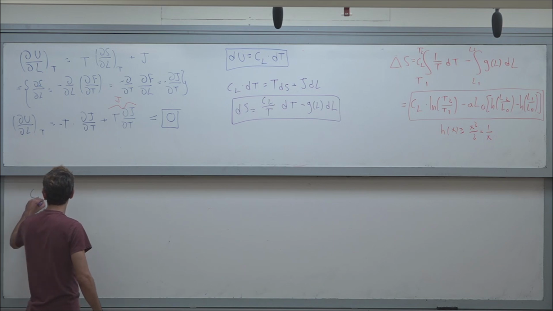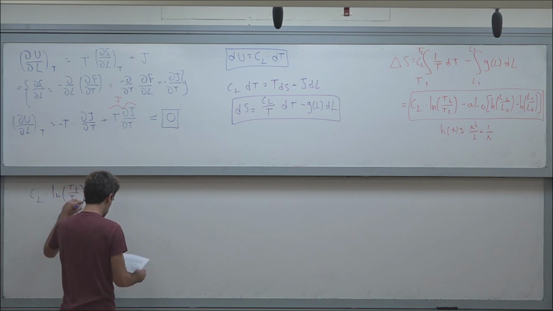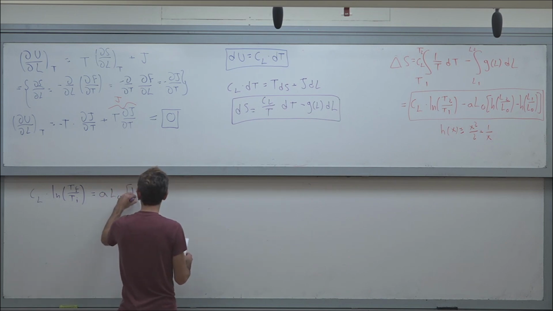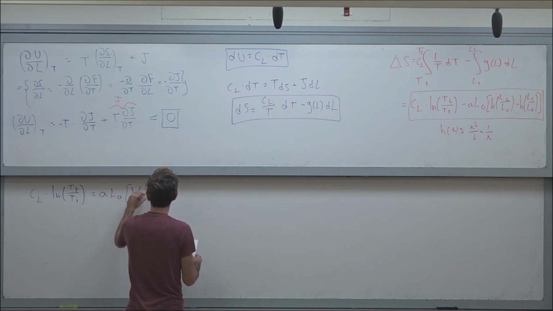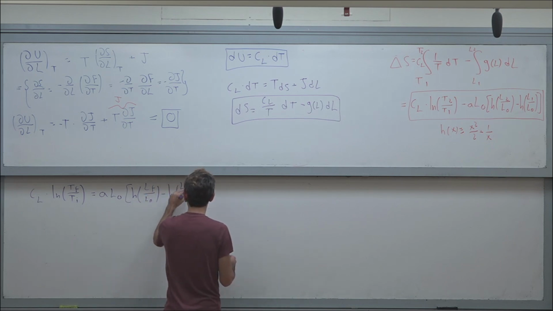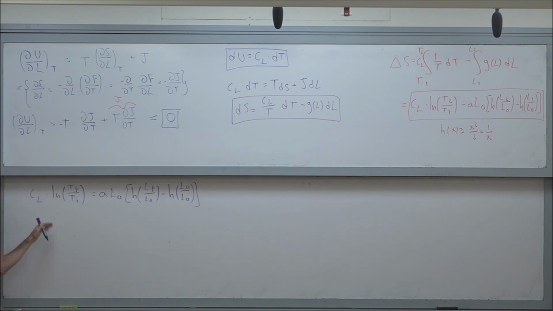So we have C_L times ln of T final over T initial equals A L naught times H of L final over L naught minus H of L naught over L naught, which is just 1. And now you probably forget why we started all this. We want to find the final temperature, so we can extract the final temperature from here.